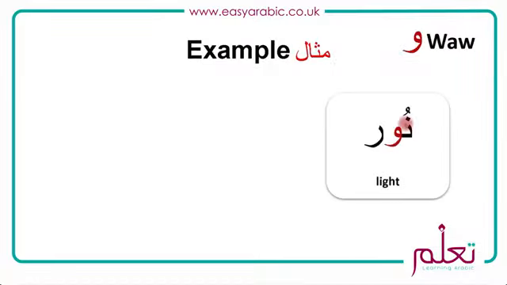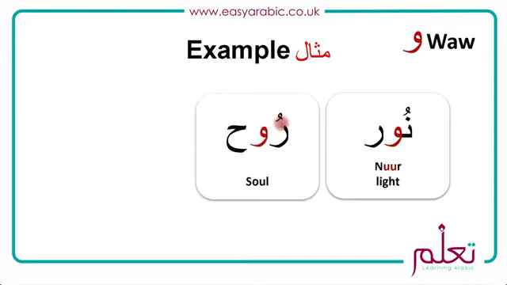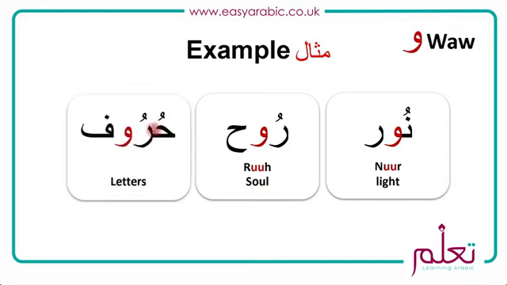So the first one is a noon with the dhamma is nu, waw added to the end is nu, and then the ra, nur, which is light. Next one is ra with the dhamma, which is ru, waw is ru, ruh, which is soul or spirit. Next one is ha with the dhamma, which is hu, ra with the dhamma is huru, and the waw, huruf.